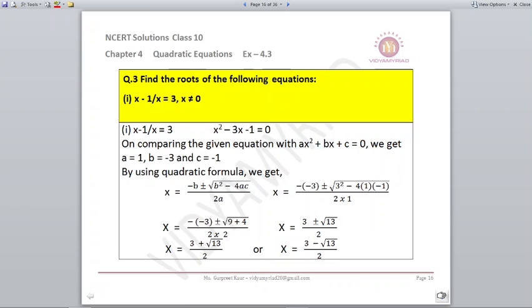We can put this in the formula which we are going to use to find the roots. That is minus b plus minus square root of b square minus 4ac upon 2a, which is equal to minus of minus 3 plus minus square root of 9 plus 4. This becomes 3 plus minus root 13 upon 2. So one will be with the plus sign and one with the minus sign. So x is equal to 3 plus root 13 upon 2, or x is equal to 3 minus root 13 upon 2.